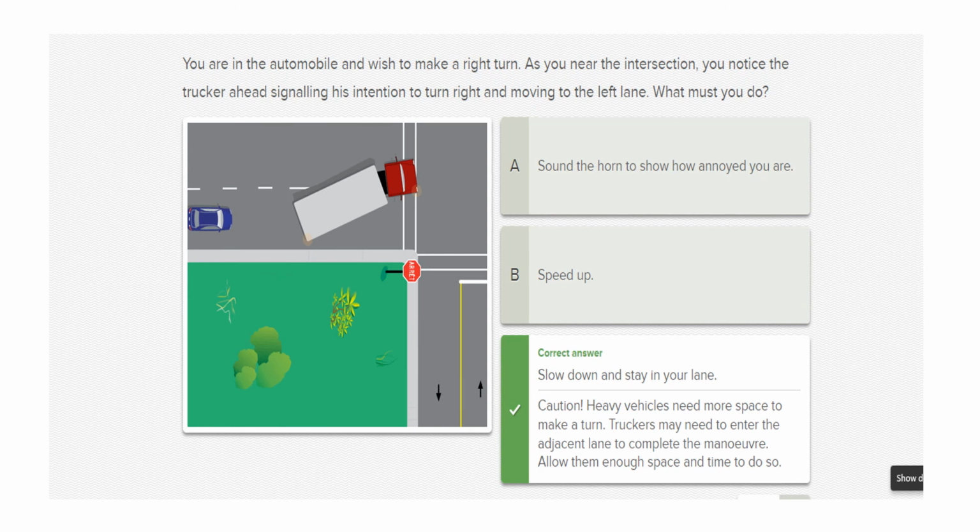And the answer is option C. In this situation, slow down and stay in your lane. Caution, heavy vehicles need more space to make a turn. Truckers may need to enter the adjacent lane to complete the maneuver. Allow them enough space and time to do so.